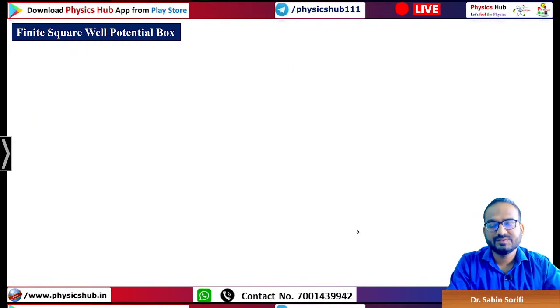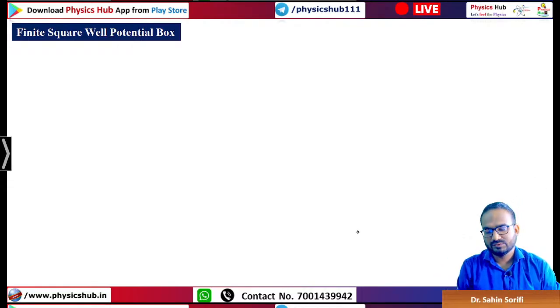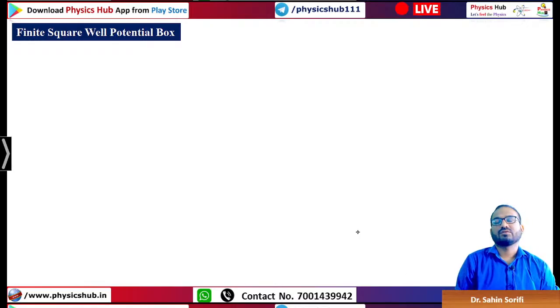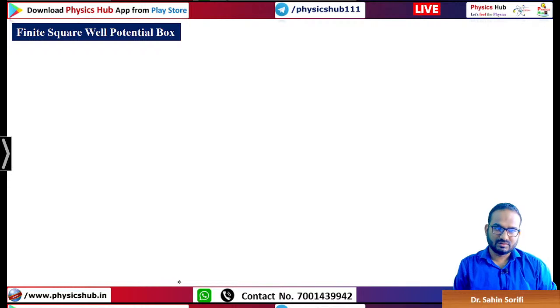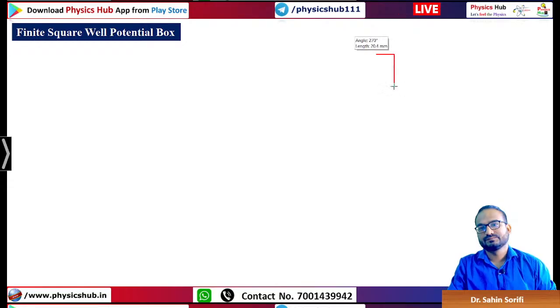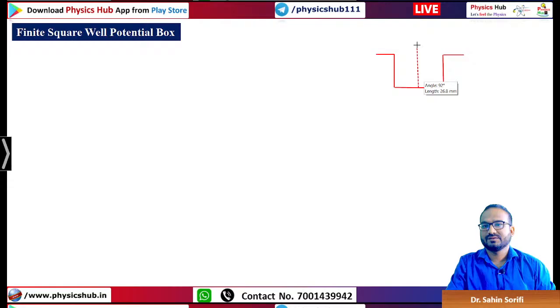So we have seen in the previous cases that the potential was infinite, so under no situation was the particle able to come out of the potential box. But now, in the case of a finite square well potential, the potential is not infinite. So it is like this. One thing is clear: if the potential is not infinite, the wave function will not vanish in region 1 and in region 2.